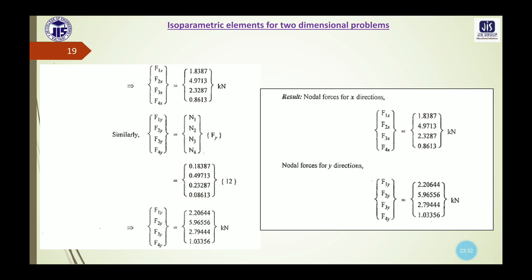So this is the procedure to calculate the column matrix in case of a quadrilateral element. We need to use the formula of the shape function, and from that we need to find the value of the nodal forces.